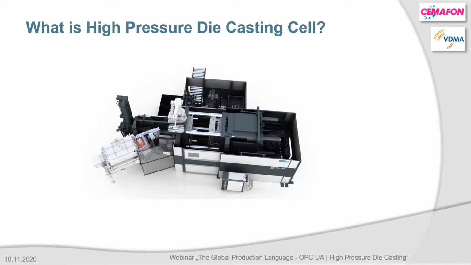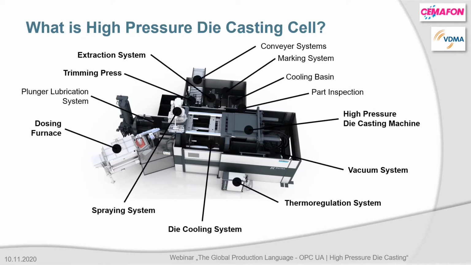So what do we need to process high pressure die casting parts? We need a high pressure die casting cell. And a cell consists of different sub-devices. So we have different machines which are cooperating together to build up the part, to cast the part, and do some post-processing or, for example, quality inspection inside of the cell. You can see there are up to 38 different devices in general inside of such a high-pressure die-casting cell.